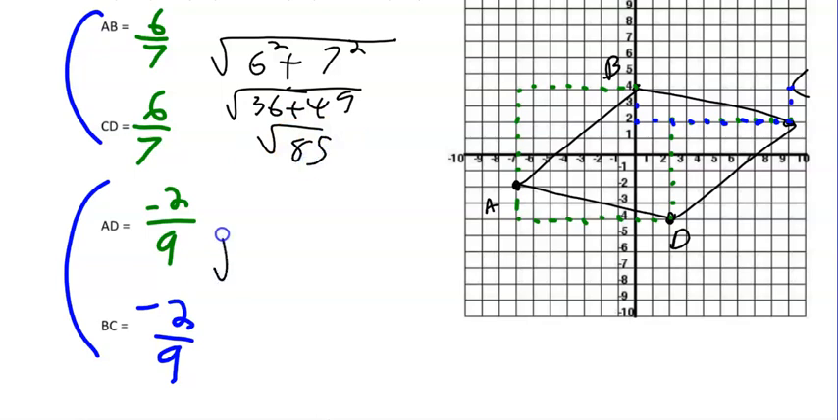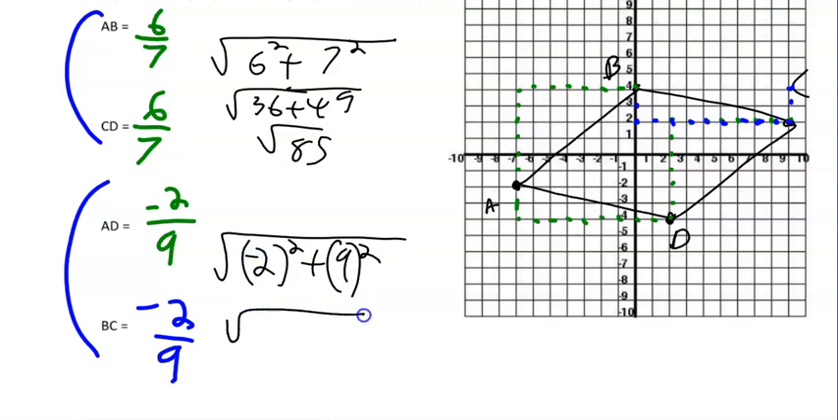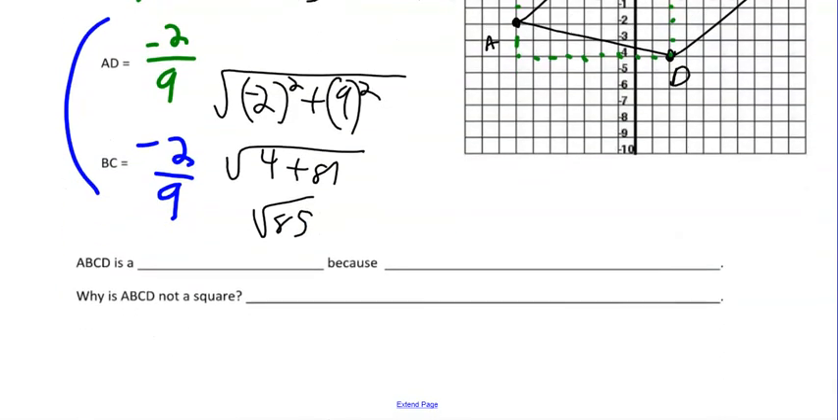And then this one, I just have to do it once also. I don't have to put -2 in. I can just put +2 because it's going to be a positive number anyway. If you put -2, make sure you put it in parentheses, like so. Either way, that's going to give me 4 plus 81, which, oh, look at that, same measurement, same distance. So this shape is a rhombus.